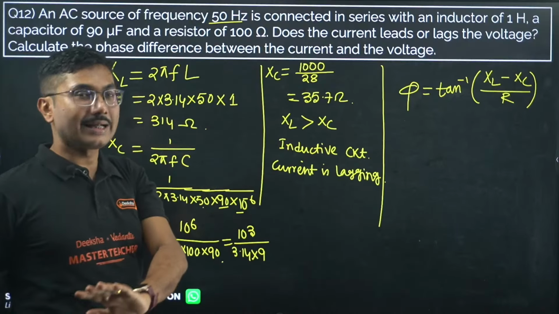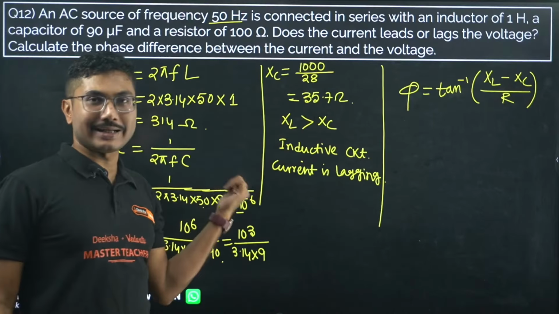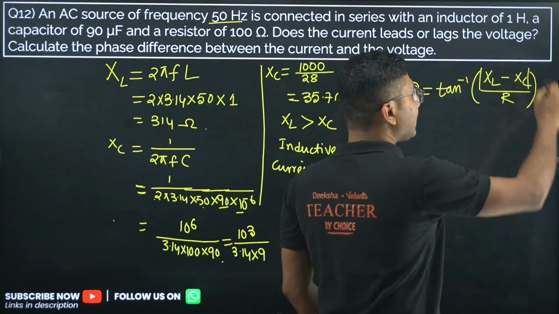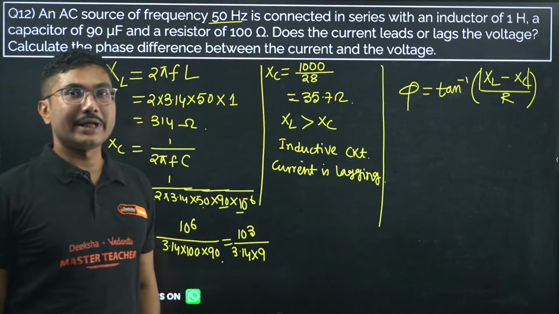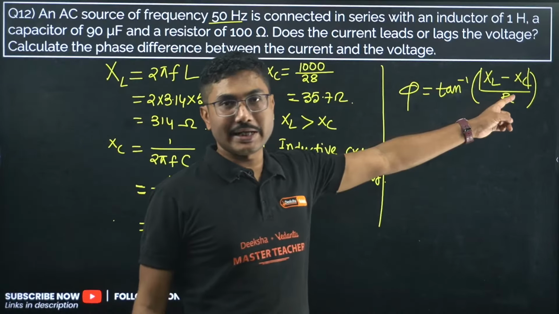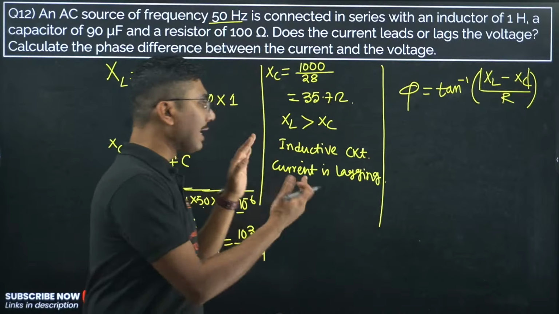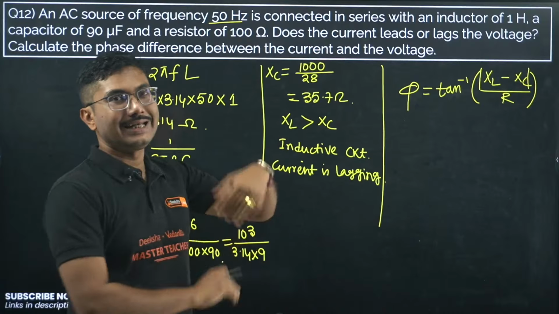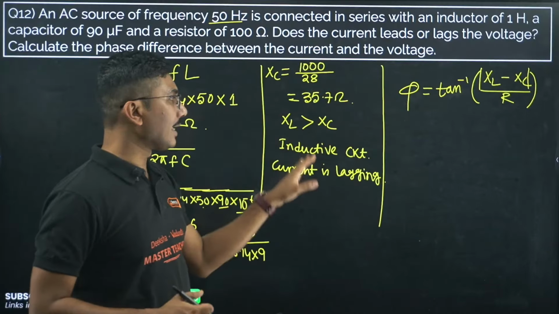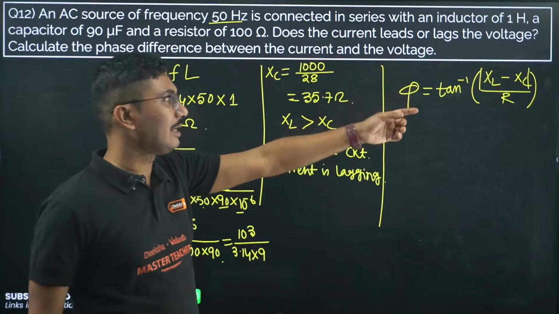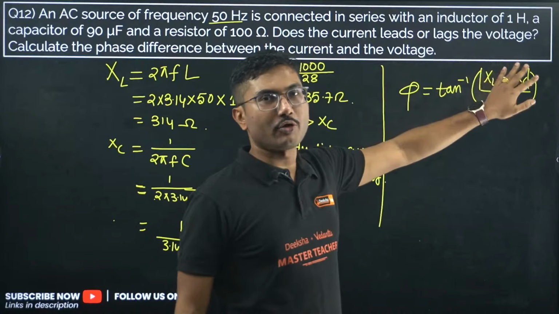In the exam, suppose you get XC greater than XL, then here you have to put a modulus sign. Do not take this value negative. Do not take tan inverse negative sign. Take this value positive. Only difference will be current, instead of lagging, will be leading by that angle. Here current will be lagging by this angle. In that case, current will be leading by that angle. Do not worry, you take the positive sign.